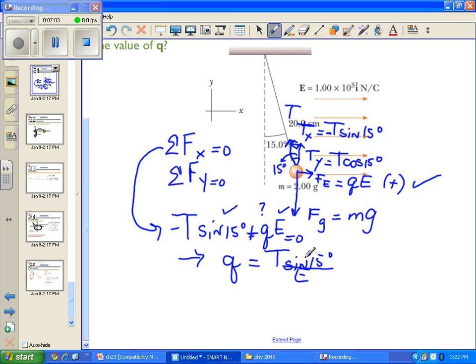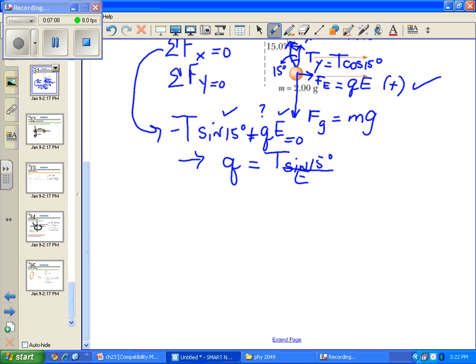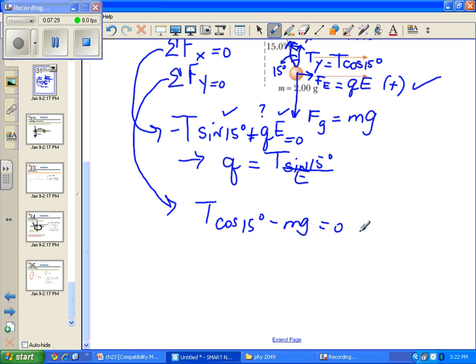Now remember, we know E and we know sine of 15, but we don't know T. Well, there is the old saying, the number of unknowns must match the number of equations. So, to the rescue, sum of Fy equals 0. Well, we come over here, T cosine of 15 positive minus mg equals 0. Take mg to the right-hand side.